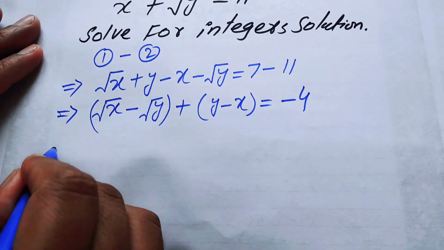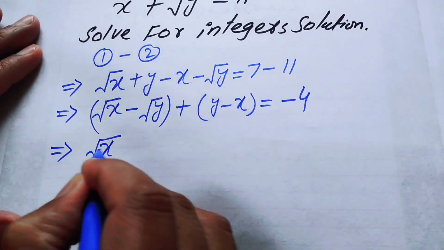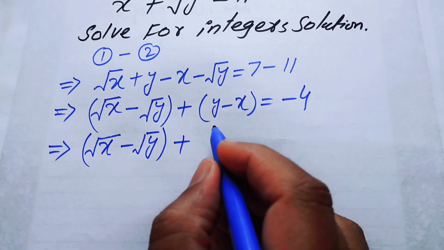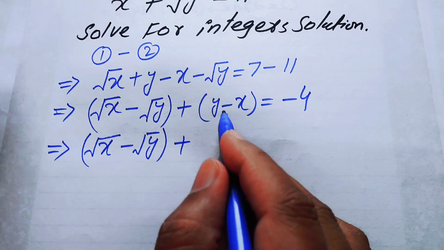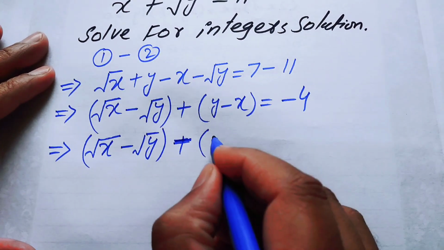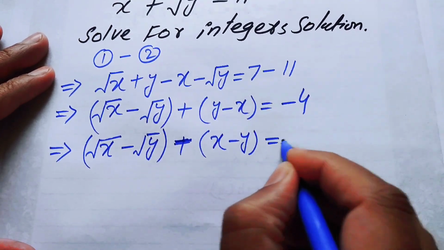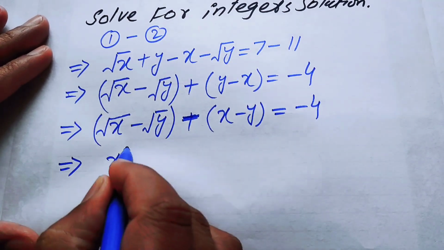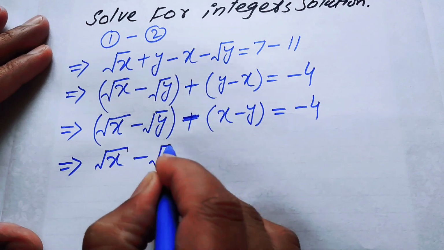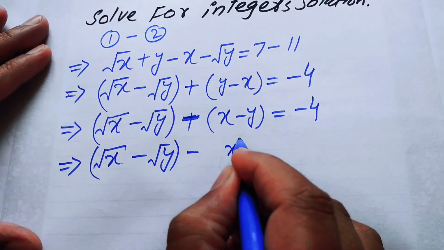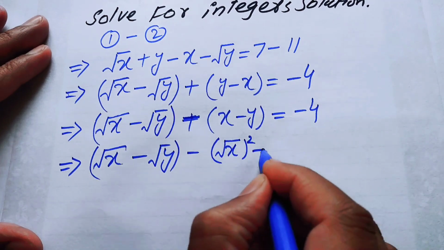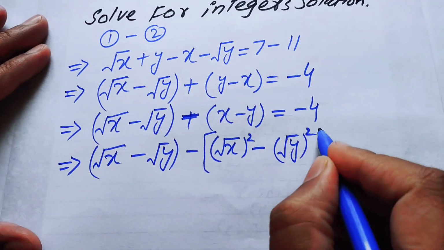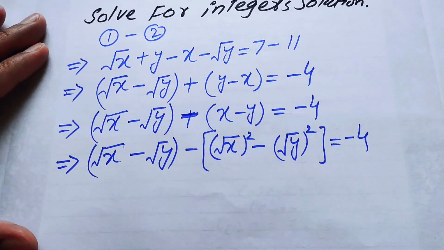After that I will rearrange the terms, and I can write it as square root of x minus square root of y, and here I can take a common minus and write it as minus times (x minus y) equals minus 4. After that I will rewrite x minus y as the square of square root of x minus the square of square root of y, equals minus 4.